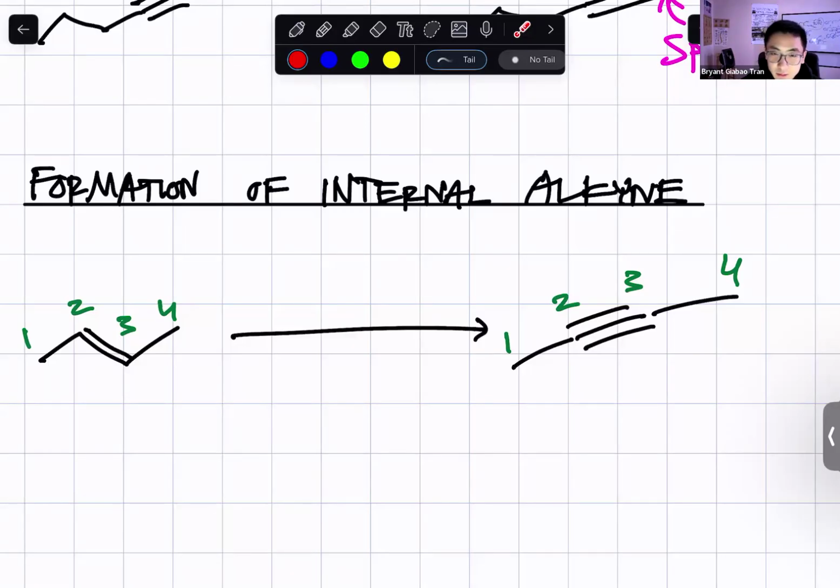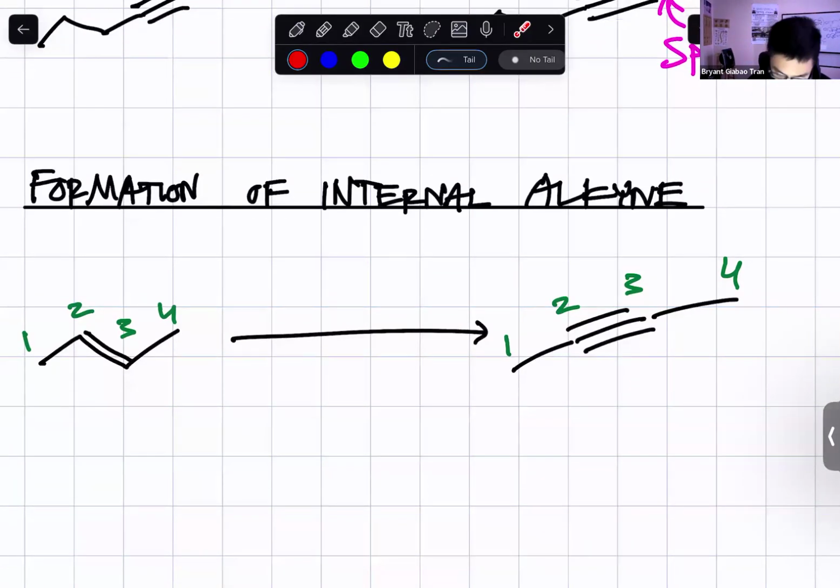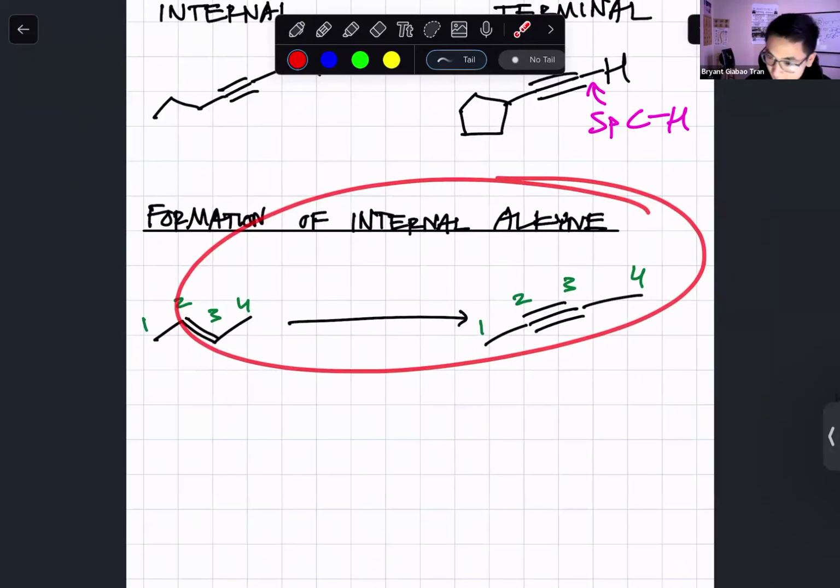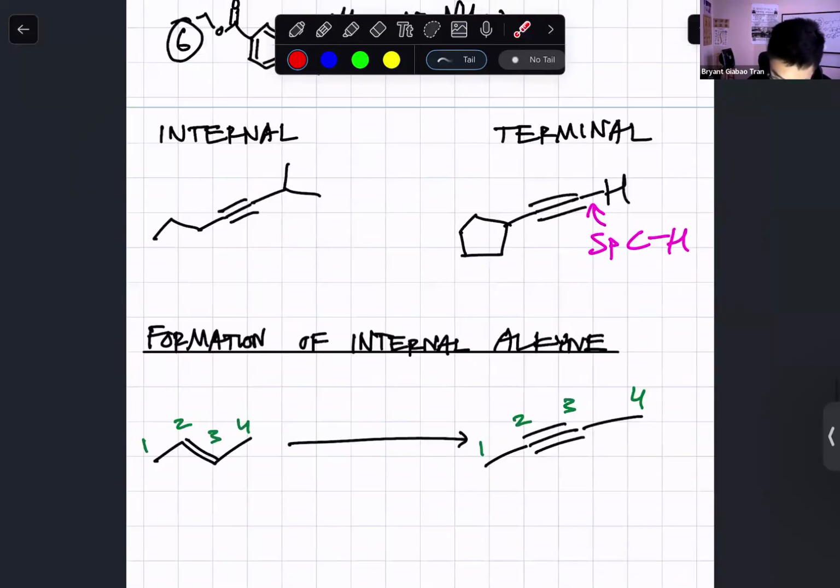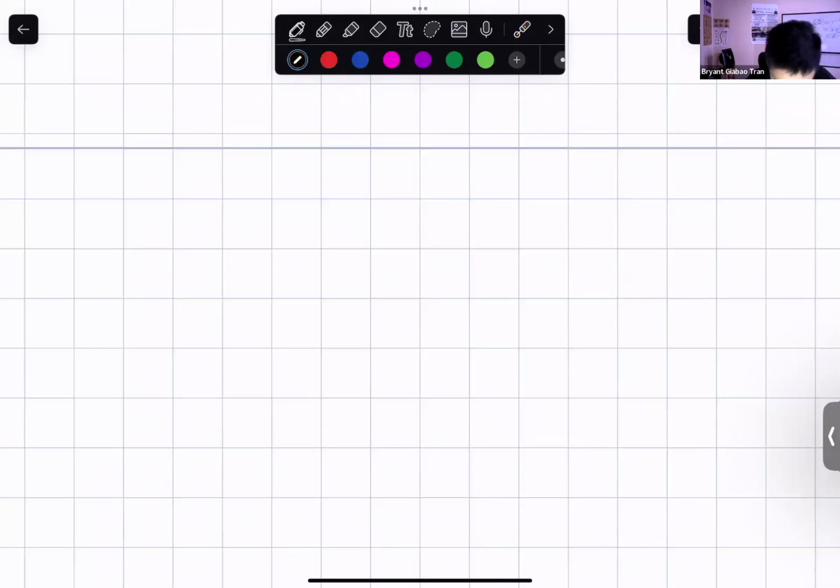Yes. Base. SN2. Okay, I see. Yeah. So that right there is talking about making a terminal alkyne into an alkynyl anion. So that's totally different than this. So let's not go over this, to not overwhelm you.